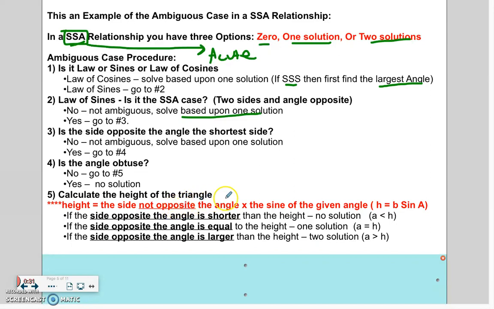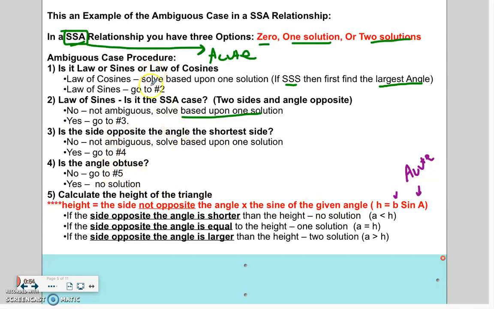The side not opposite the angle x. So the angle I'm giving you and the sine of the given angle. So B is the side that I'm providing you that's not opposite this angle, and then this is the angle provided. And that angle here will always be acute. If it's not an acute angle, we're not even going to have an ambiguous case, and that's why this whole question up here is asked.